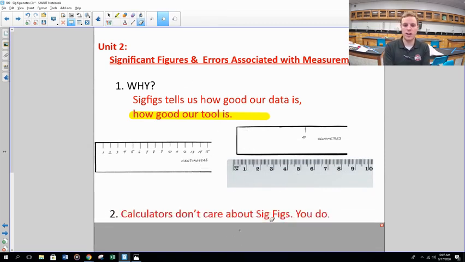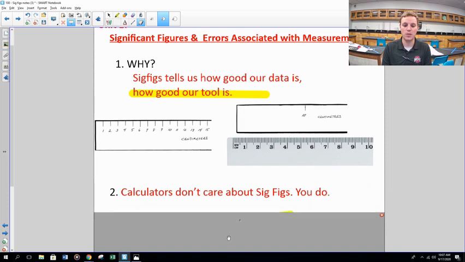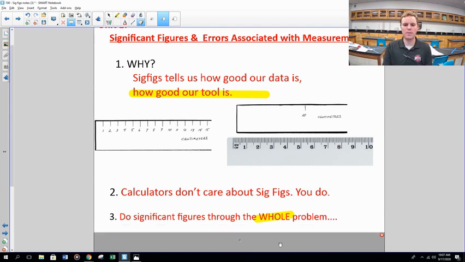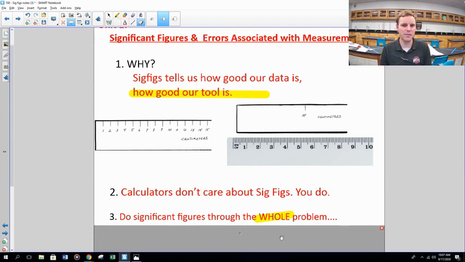So calculators don't care about SigFigs, by the way. A calculator isn't able to infer SigFigs, but you do. And you will be doing significant figures throughout the whole problem. Now you may be wondering to yourself, what do you mean my calculator doesn't care? What do you mean doing them through the whole problem? Just write these down and we will get to them. So again, during this lecture, you'll probably want to pause lots of times so you can kind of catch up with the writing because I will be speaking more quickly than you're writing.